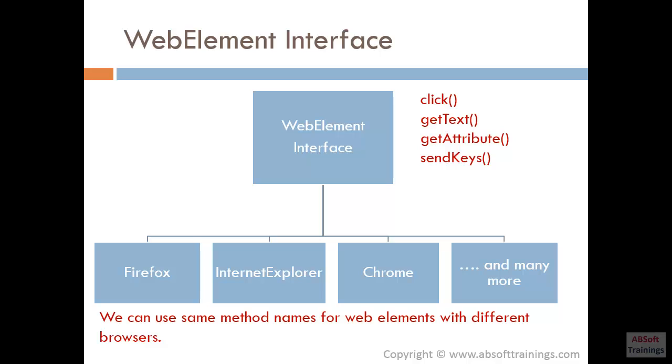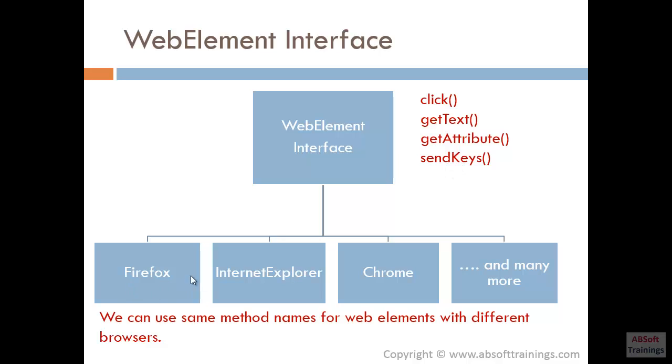Similar to WebDriver interface, we have WebElement interface. WebElement interface provides different methods which are used to interact with web elements. For example, we have click, that is used to click on a web element, getText, that is used to get the displayed text from a web element, getAttribute, that is used to get a specific attribute from a web element. Then we have sendKeys to send keys or type on a web element. Like that, WebElement interface provides different methods to work with web elements on browsers.